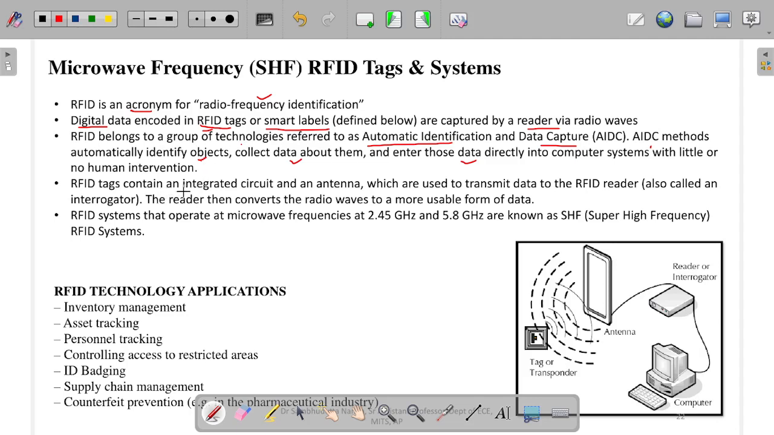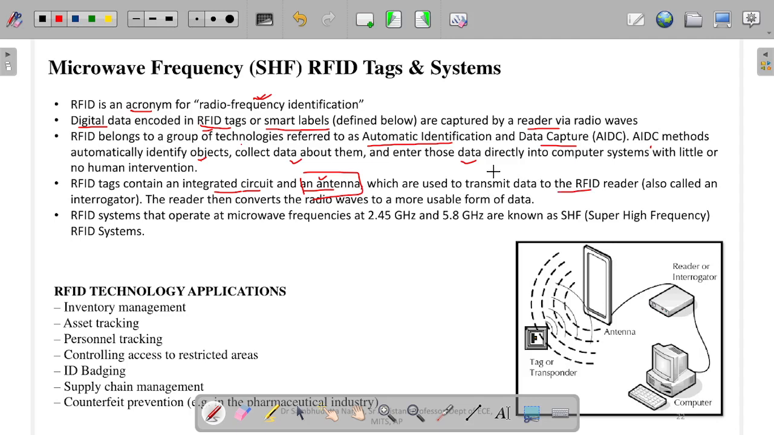Then, an RFID tag contains an integrated circuit and an antenna. The antenna is important in the RFID circuit, because radio frequency means some electromagnetic wave is transmitted, and to transmit any kind of electromagnetic wave, an antenna is required. So the RFID tag contains a small integrated circuit inside, and an antenna which can radiate electromagnetic waves, and these are used to transmit data to the RFID reader.